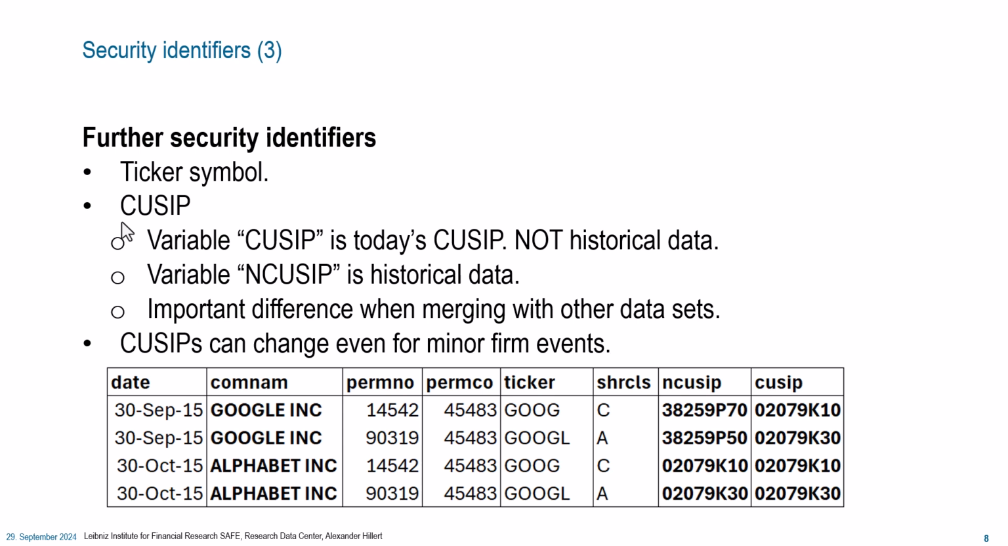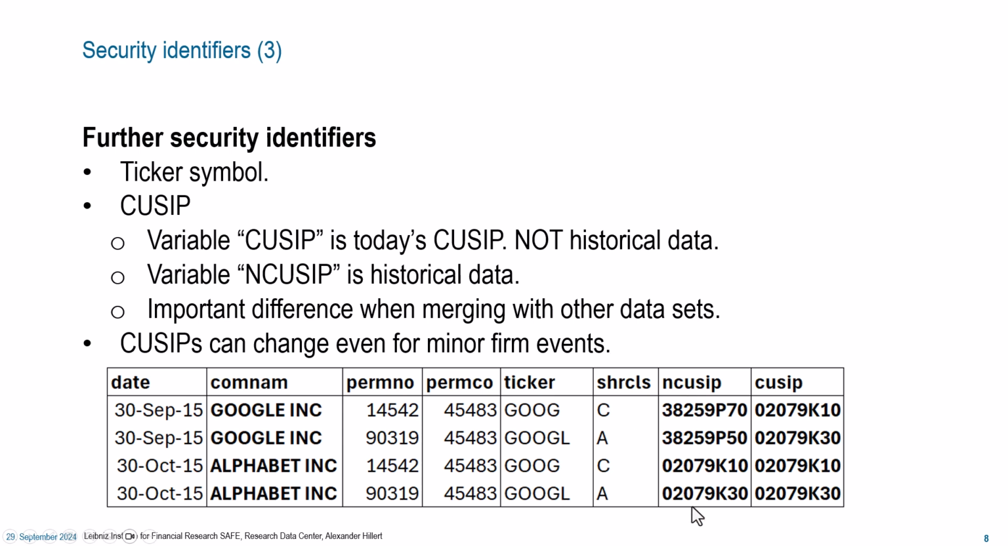And CRSP gives you two CUSIP variables, and you need to carefully think about which variable is the one you need. You have the variable that is called CUSIP, which is today's CUSIP. So when you download the data today, meaning the CRSP data ends in 2023, then this variable will report the 2023 CUSIP going back until 1926, given the company existed in 1926. So it's not historical data. If you want to get historical data, use the variable NCUSIP. To illustrate this difference, again, we can look at the name change of Google from September 2015 until October 2015.